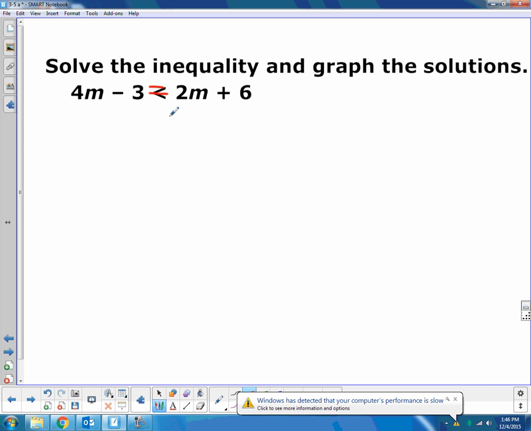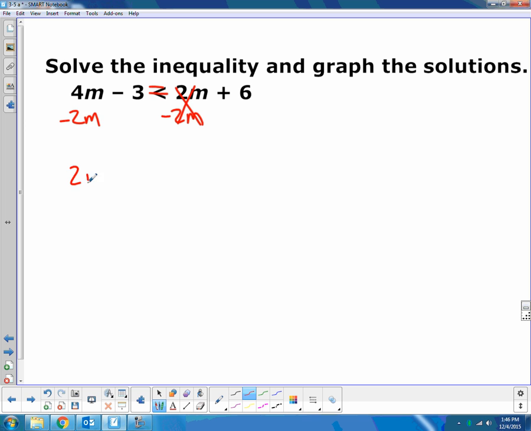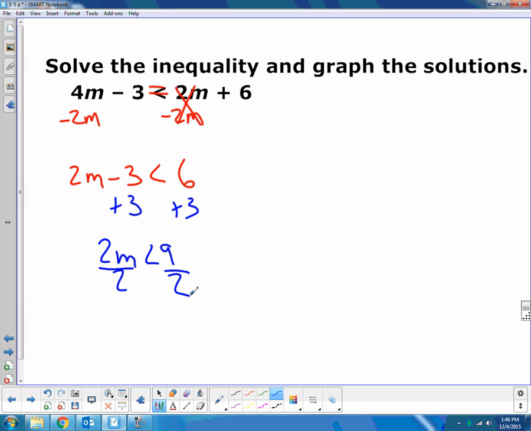To get my m's together, I'm going to subtract 2m from both sides. 2m's minus 2m's, no more m's over there, that becomes 0. 4m's minus 2m's, we get 2m's minus 3. And now again, we're not with an equal sign, it's less than 6. Got to get all my non-m's together, so I'm going to add 3 to both sides. I get 2m is less than 9. Divide both sides by 2, and since I'm dividing by a positive 2, I can leave that symbol alone. And I get 9 halves, which is really the same as 4 1/2.